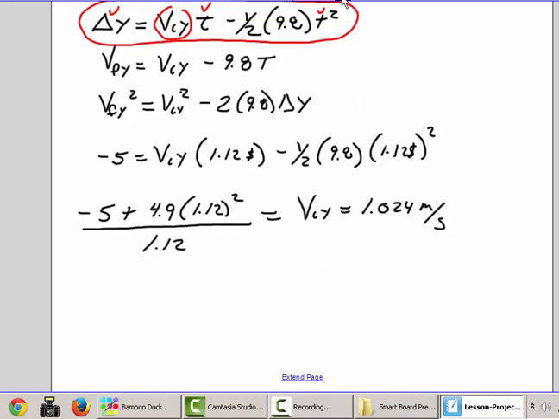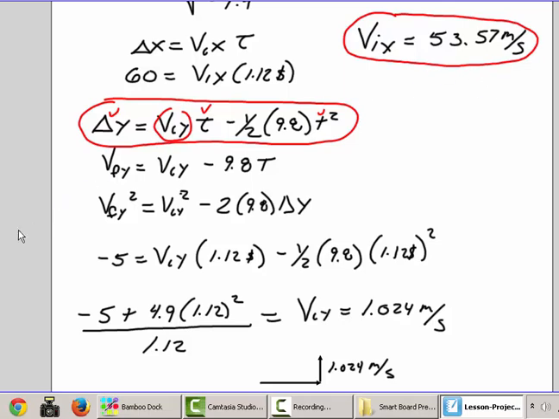So if we draw this in component form or vector form, we'd have a velocity coming up and a velocity going over. This value here would be 1.024 meters per second. This value here, we found it earlier, was 53.57.